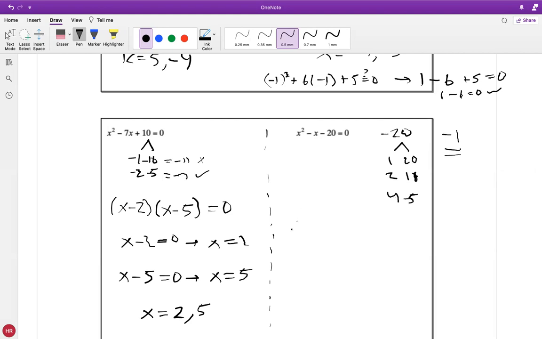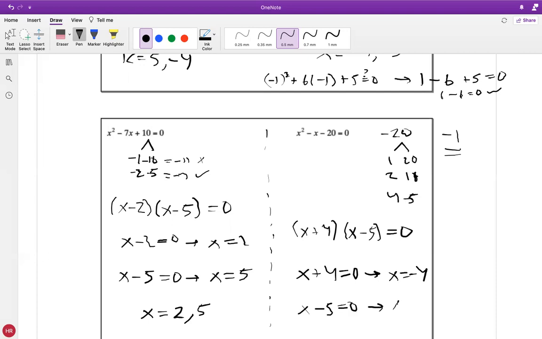So I'm going to do x plus 4 and x minus 5 equals 0. Don't forget the equal 0. And so if x plus 4 is 0, then x is -4. And if x minus 5 is 0, then x is equal to 5. So my two answers are x equals -4 and 5.